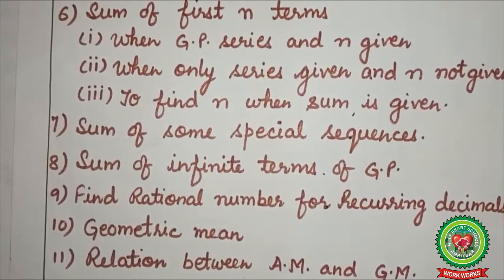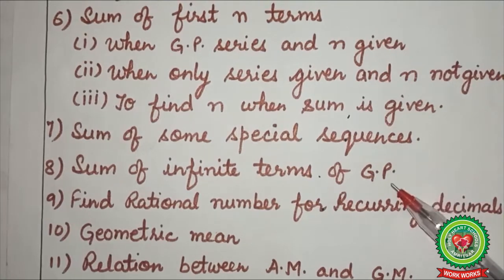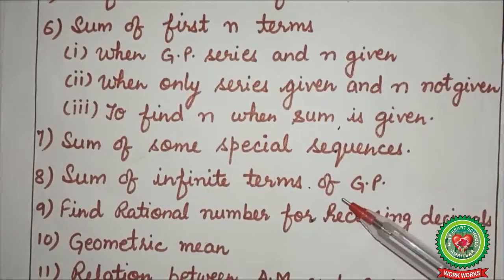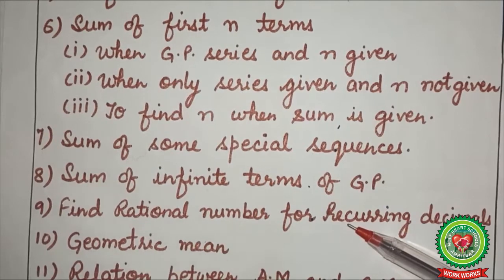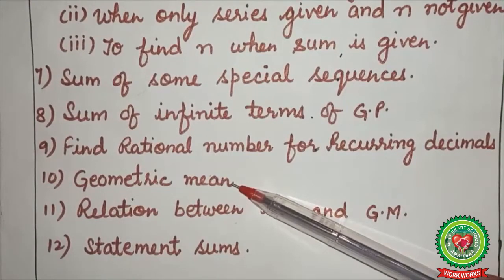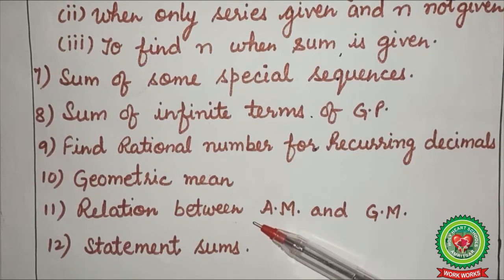Then sixth, sum of first n terms of GP. Seventh, sum of some special sequences. Eighth, sum of infinite terms of GP. Then we found a rational number for recurring decimals. Then we have done geometric mean. Eleventh, relation between the arithmetic mean and geometric mean.